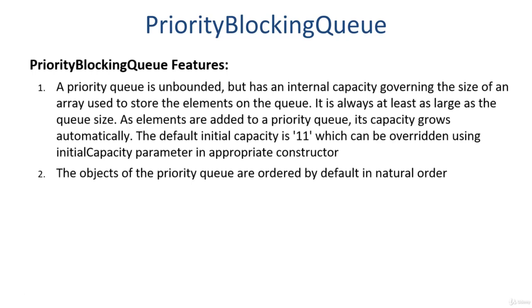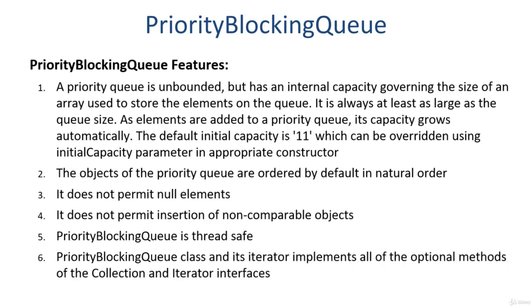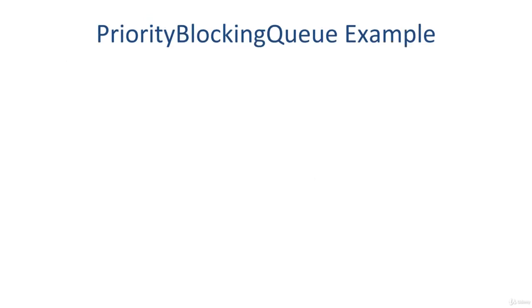The objects of the priority queue are ordered by default in natural order. It does not permit null elements. It does not permit insertion of non-comparable objects. Priority blocking queue is thread safe. Priority blocking queue class and its iterator implement all of the optional methods of the collection and iterator interfaces.